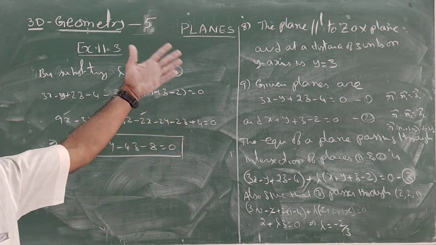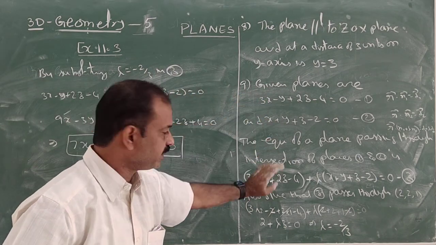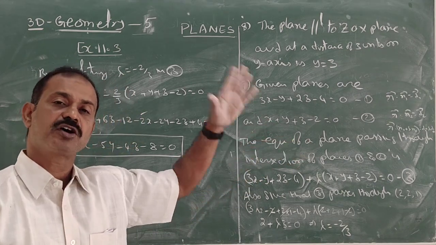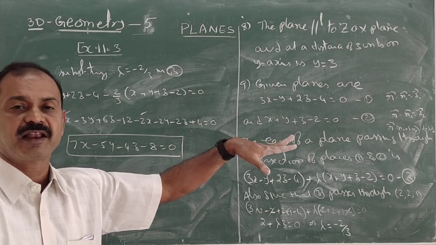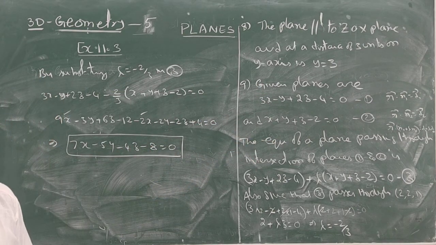So whatever the problem, passing through the intersection means you have to follow the same method. After this, conditions may change. We already know the conditions, whether it is perpendicular or parallel, whatever is given. Directly you can finish it off.